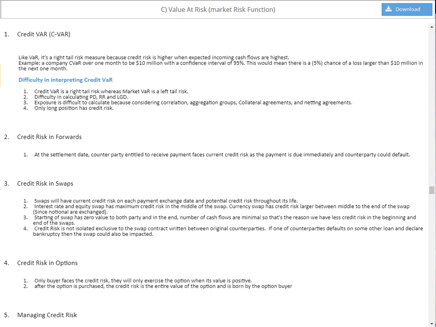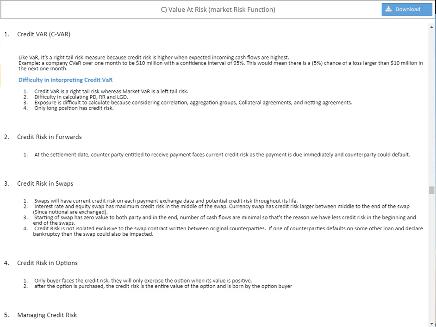Credit risk in options. Only the buyer faces the credit risk. The seller sells these options, gets his money, and is out. There's no credit risk for sellers. The buyer redeems these options when they have some value, so the buyer faces the credit risk. They only exercise the option when the value is positive. After the option is purchased, the credit risk is the entire value of the option and is borne by the option buyer.